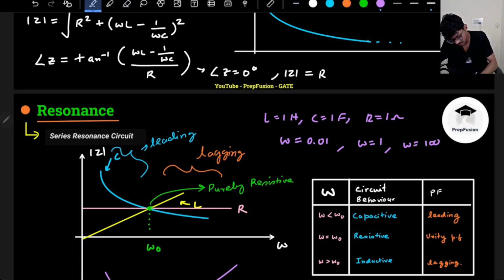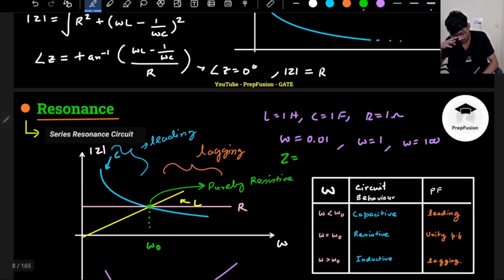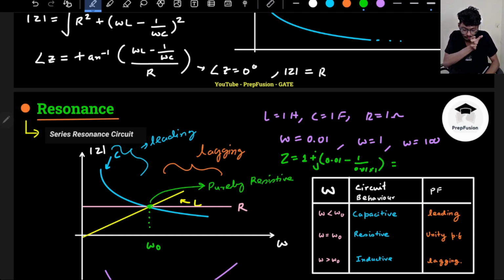Can we write down the impedance? So here it will be R plus jXL minus XC. So R is 1 ohm, it is constant always, plus jXL. It is omega into L. L is 1, so it will be 0.01 j minus 1 by omega C. 1 divided by omega C. Omega is 0.01 and C is 1 only. So this becomes roughly 0.01 minus 100. Who is bigger?